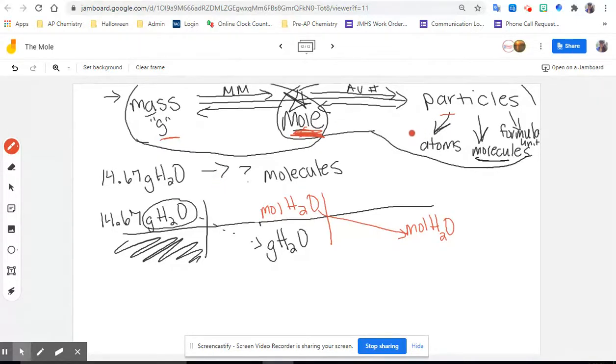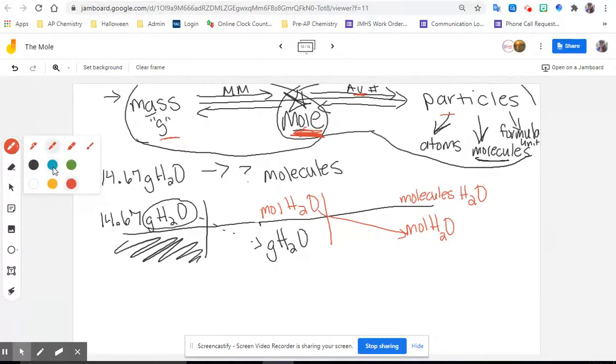It's going to be a key idea when we get to stoichiometry as well. So make sure you are always traveling to the mole. Now that we have moles, we can end with our molecules of water, and we know we're going to do that using Avogadro's number. So now we can go ahead and fill in these numbers.